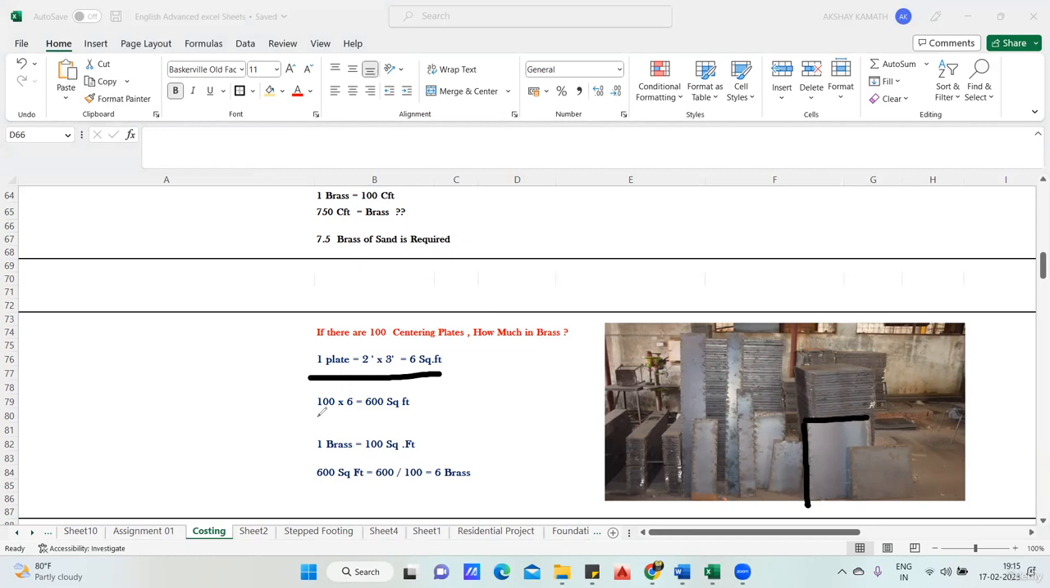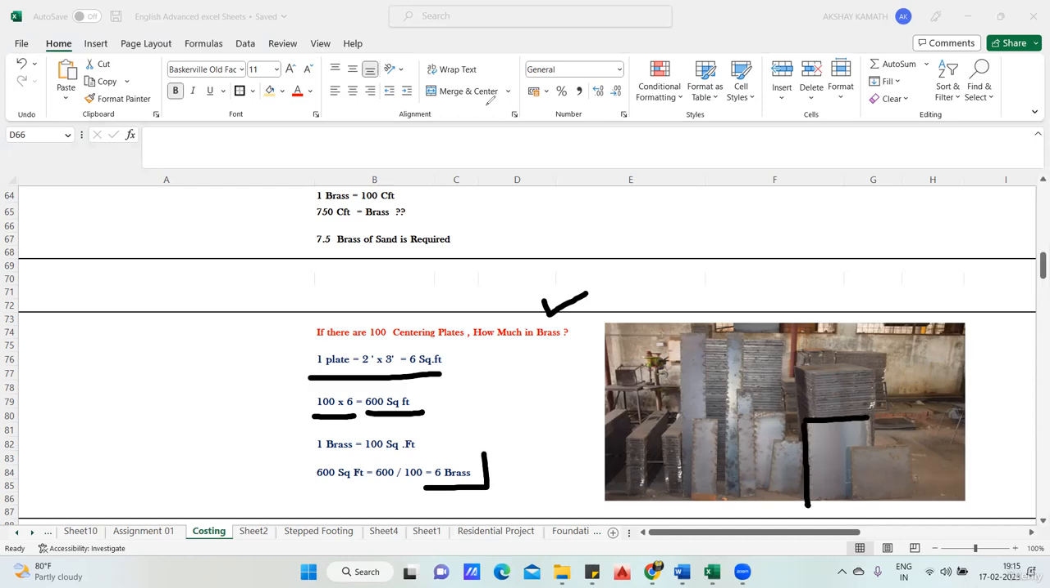So first I'll find for 100 centering plates how much it is. This is for one plate. Now I have 100 plates. So 100 into 6 comes out to be 600 square feet. So this is in square feet. I want the answer in brass. I know that one brass is 100 square feet. Therefore, 600 square feet will be 600 divided by 100, which will come out to be 6 brass. Okay. So able to understand.